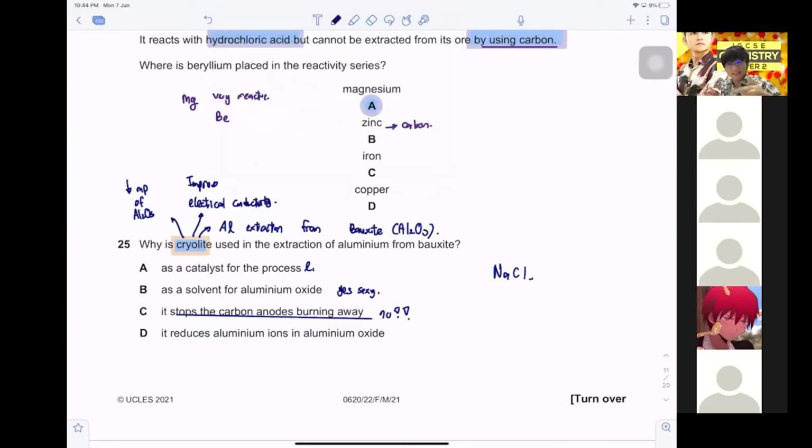Okay, so does it decrease the melting point? Yes, it does. Straight away, when you throw the salt into water, at 25-degree room temperature it has already dissolved, so it can conduct electricity already. So the same thing, yes. It is basically acting as a solvent.